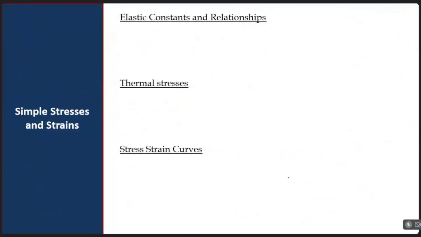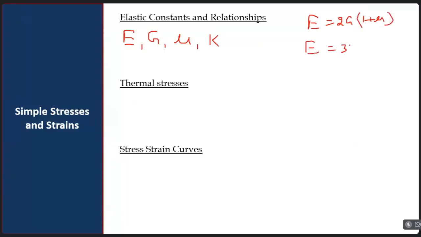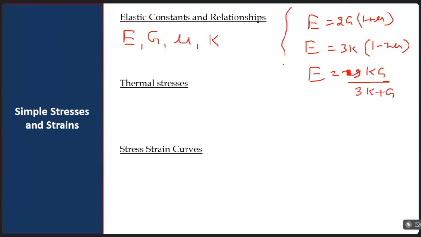Now here we have another topic, the elastic constants and their relationships. For example, the elastic constants are Young's modulus, modulus of rigidity, Poisson's ratio, and bulk modulus. And the relations between them are E equal to 2G(1 plus mu), E equal to 3K(1 minus 2 mu), and E equal to 9KG upon 3K plus G. This will be the value of E. So the relation between elastic constants is a very important formula, definitely.